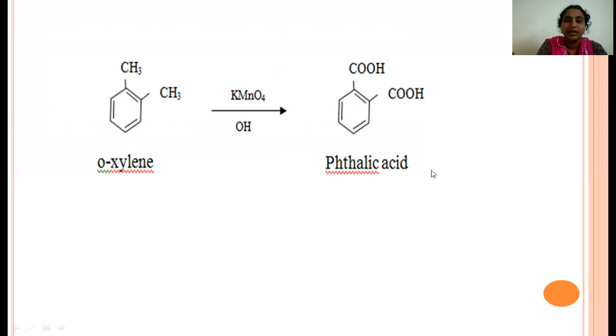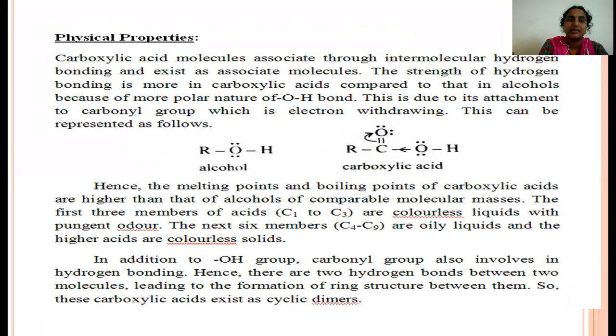That means on an aromatic ring, if an alkyl substituent is present, irrespective of the length of the alkyl group, that alkyl group is converted into the carboxylic acid.